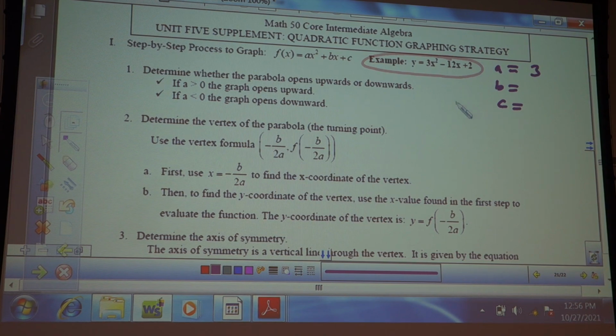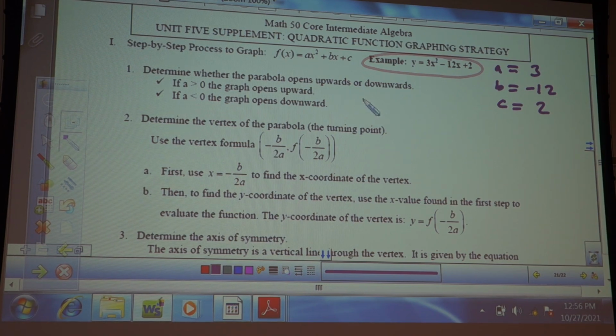Alex, what's the number in front of my x, what's my B? Negative 12. All right, the number in front of my x is negative 12. Shania, what's my C? 2. Great. So those are my coefficients.